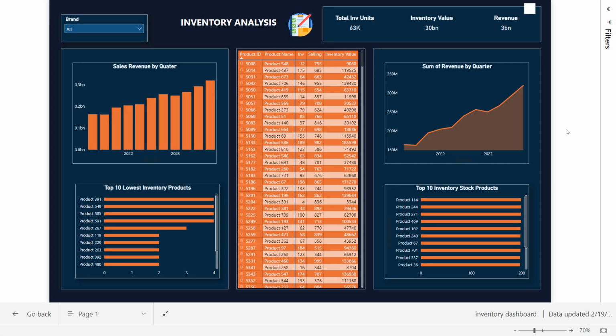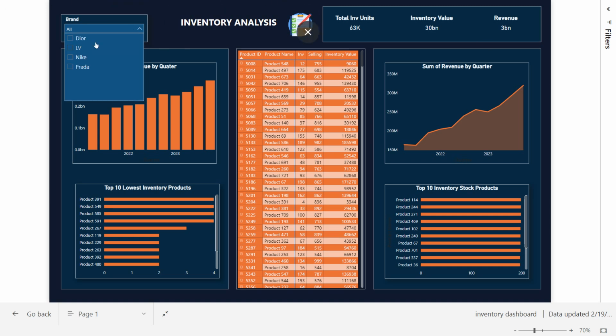In this dashboard, the key insights include sales revenue by quarter. For this, I used a clustered column chart. Top 10 lowest inventory products: for this, I used a clustered bar chart. For top 10 inventory stock products, for sum of revenue by quarter, I used an area chart and a matrix with product ID, product name, inventory, selling, and inventory value. And I used three cards: total inventory units, inventory value, and revenue. And I used a slicer to filter based on brand.